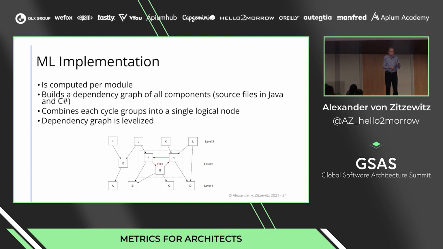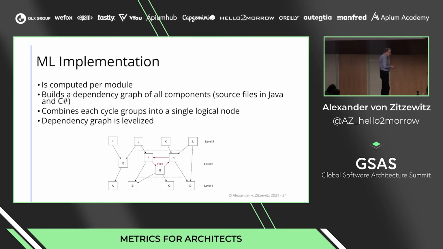As soon as we have removed all the cycles, we can levelize the graph. On level 1, we have all the things that have no outgoing dependencies. On level 2, we have everything that only depends on level 1. On level 3, we have everything that depends on level 2 and level 1, and so on. So everything on the same level doesn't talk to each other by definition.